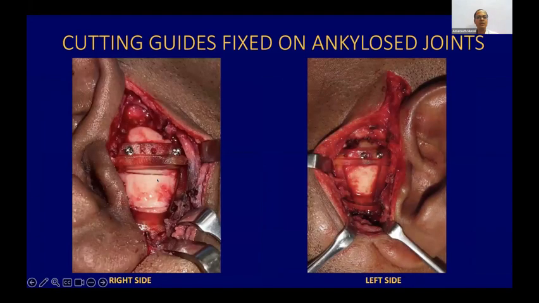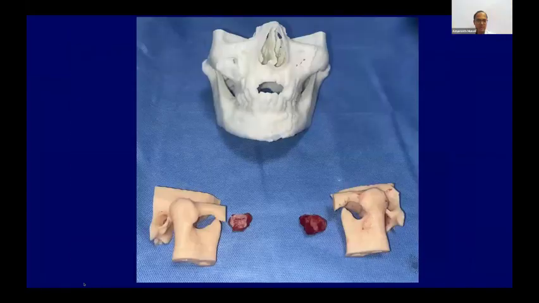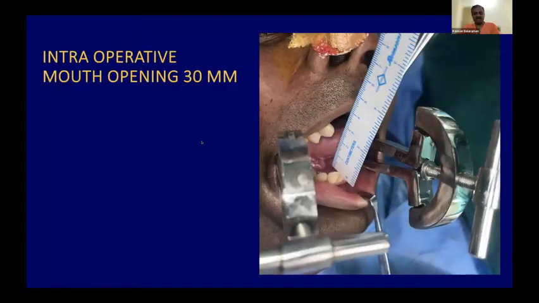Sir, we can't see the slides. Yes, now we can see the slides. We can see the cutting guides in place. These are the intra-op pictures we can see. There is a lag, I think. Is the intra-op visible now? Yes, the intra-op pictures are seen, sir.